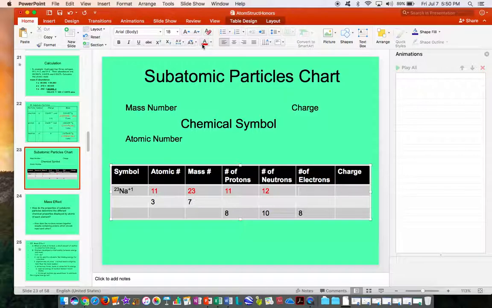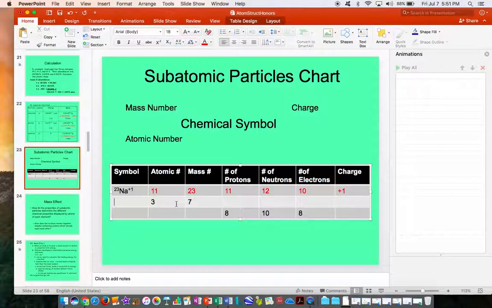The electrons now can be pretty tricky to get as well, but we see the charge there is plus 1, and that means that there's going to be one more positive proton than there is negative electrons. So some people think this means that we need to change the number of protons, but we can't ever change the number of protons. So if there's one more proton, that means this element has actually lost an electron and it has 10 electrons.